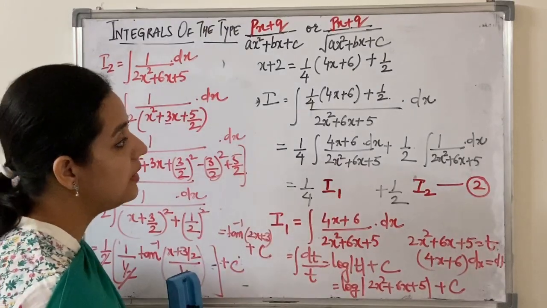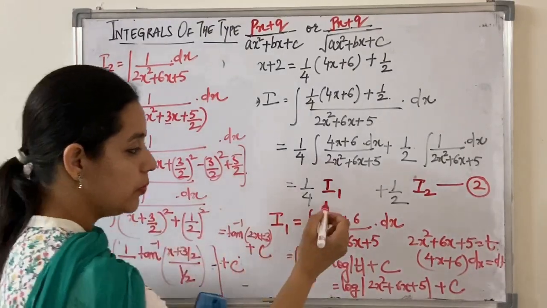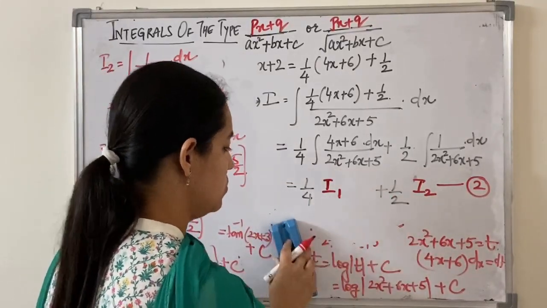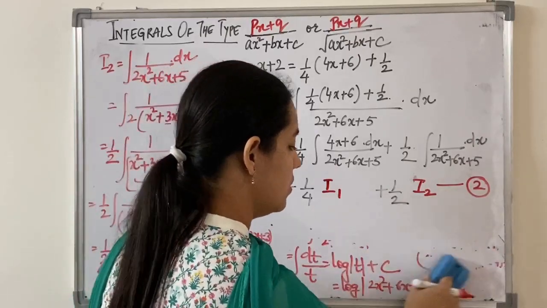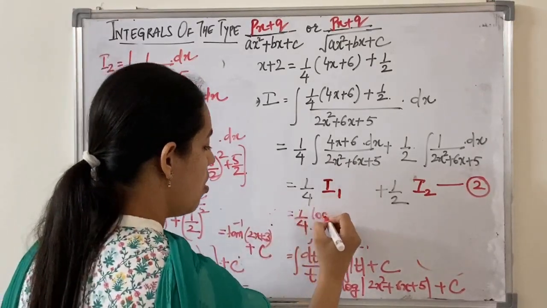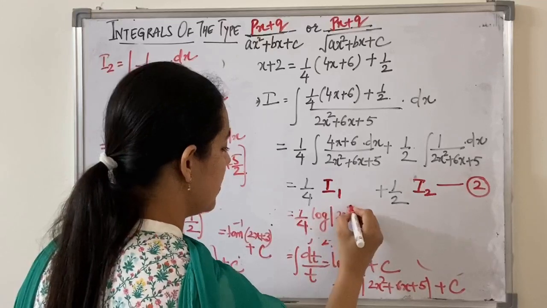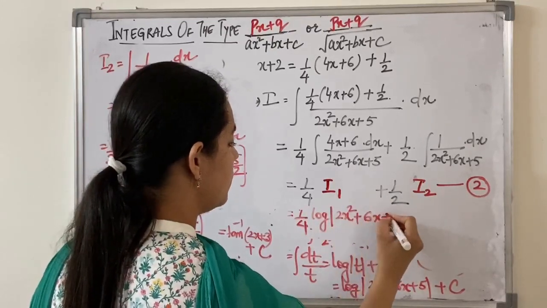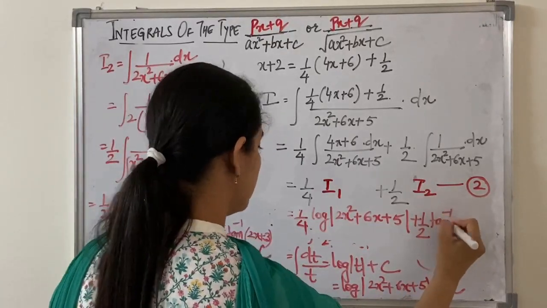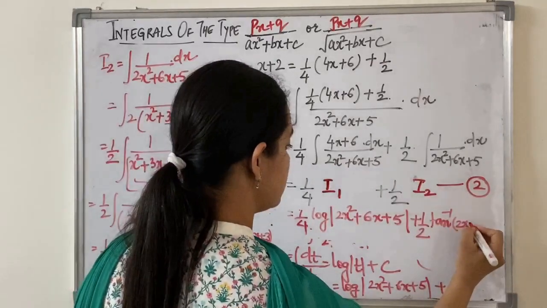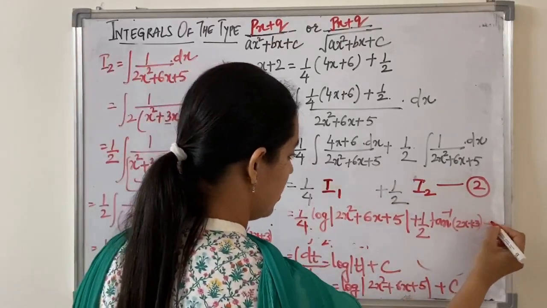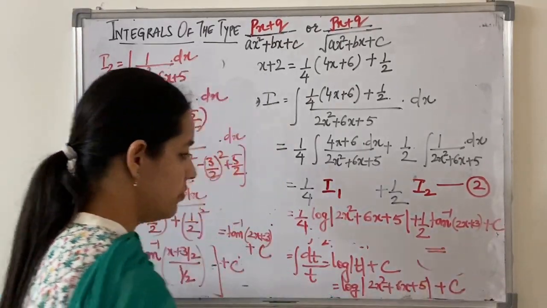And now we will finally write the answer for our integral I by putting in the values of I1 and I2. The value for I1 we have got equals to 1 upon 4 times log of mod of 2x square plus 6x plus 5, plus half of tan inverse of 2x plus 3. These 2 constants, if they are added up, will give you another constant c. So this is the answer for this question.